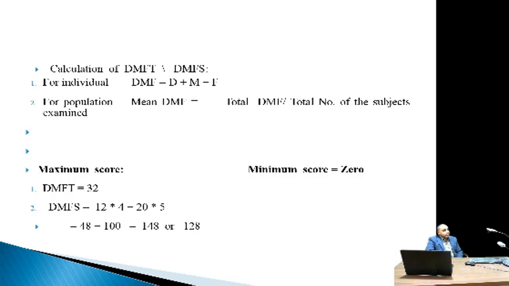عندنا الماكسيمم والمينيمم سكور. المينيمم سكور for permanent teeth بالنسبة لل DMFT والDMFS هو 0. DMFT الماكسيمم سكور 32. الماكسيمم سكور for DMFS إذا أخذنا كل الأسنان فيكون عندنا 148. إذا الwisdom excluded يكون الماكسيمم سكور هو 128.